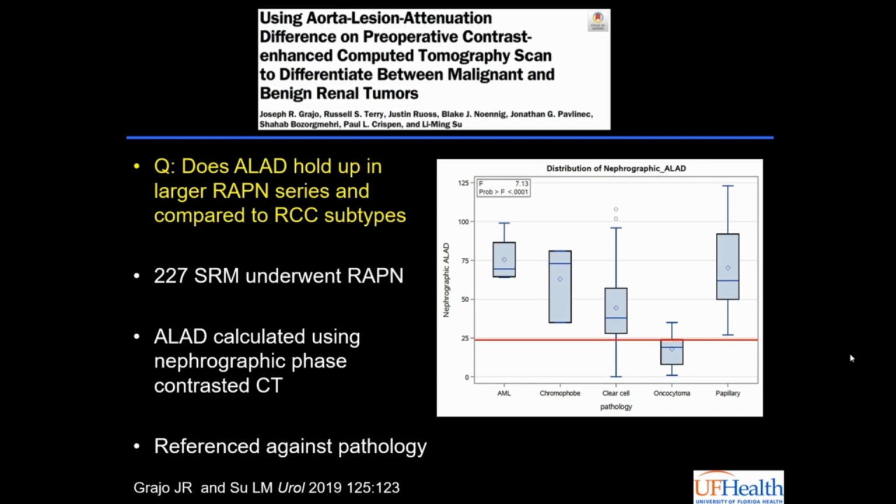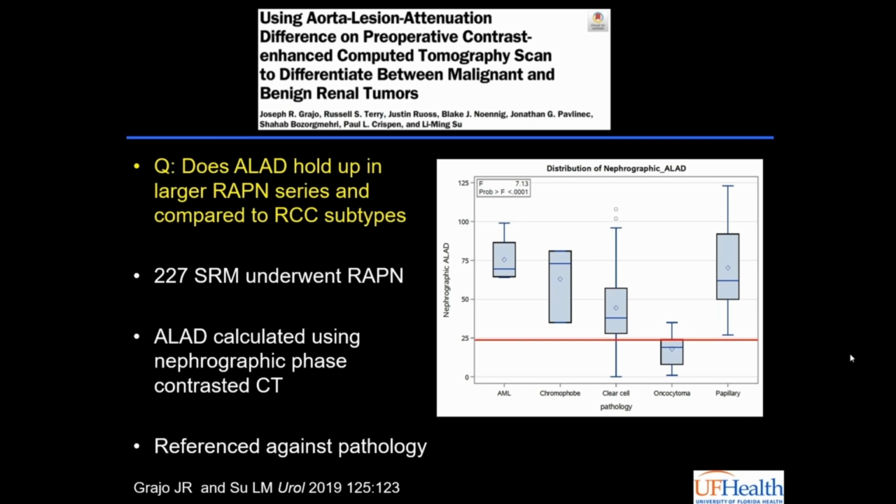Well, Dr. Graho, we were fortunate to recruit him at the University of Florida, and then we began to say, can we apply that to a larger series of patients who underwent robotic partial nephrectomy? So these are patients of mine who underwent robotic partial nephrectomy, about 230 cases, and we calculated ALAD retrospectively on the CT scans that they had. And again, referencing the ALAD values to the pathology, the ground truth results, we found that below 25, you can see oncocytomas clustered in that range.